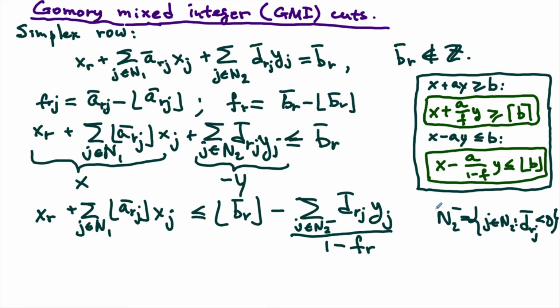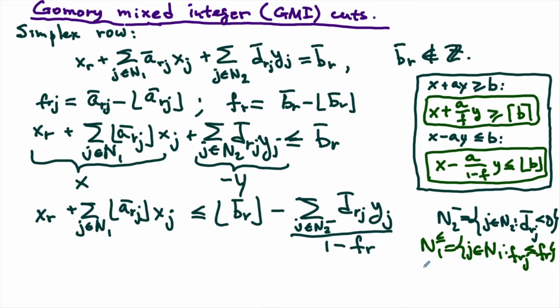To distinguish between the coefficients with relatively large and relatively small fractional parts, we are going to introduce the following notation for convenience. Let's denote by N1 less than or equal to the set of j's in N1 such that frj is less than or equal to fr. So these are the coefficients for the variables such that the fractional part of these coefficients is less than or equal to the fractional part of the right hand side.